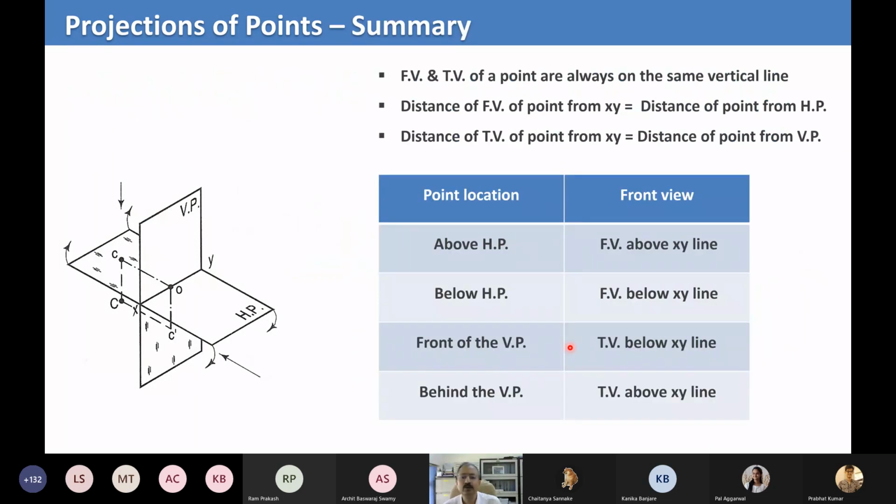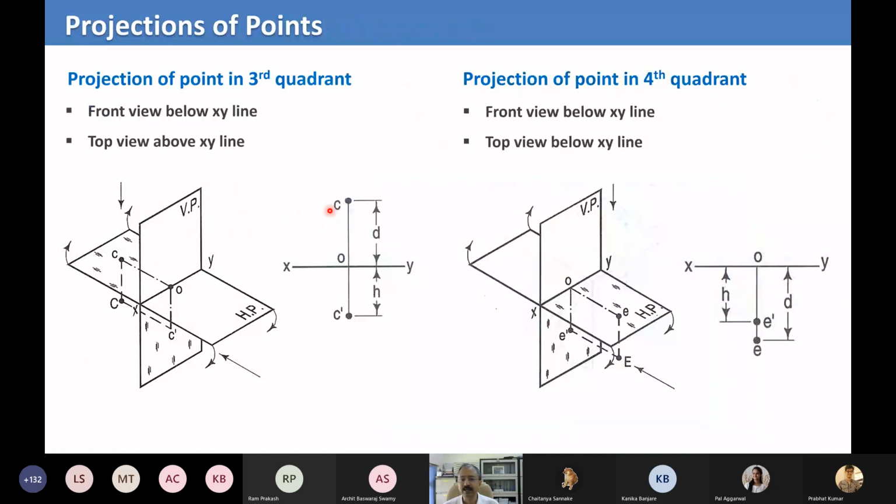Just for your quick summary, I put only one point here, which is for the third quadrant. Just look at this slide, this is just to re-emphasize whatever I just told you. Additional point here: the front view and top view of a point are always on the same vertical line. True or not, right? You saw all the pictures earlier. Whenever you saw E and E dash, C and C dash are always on the same vertical line. Just remember that point also. It will come in very handy when you go into complex things.